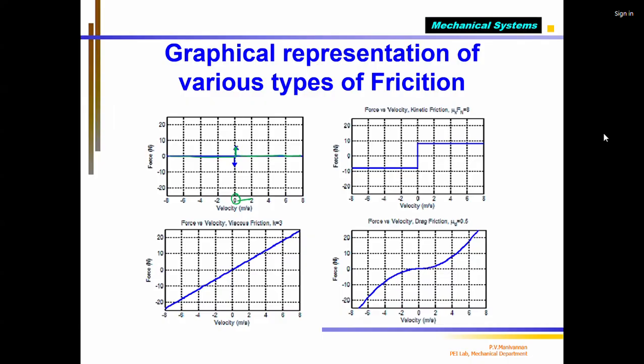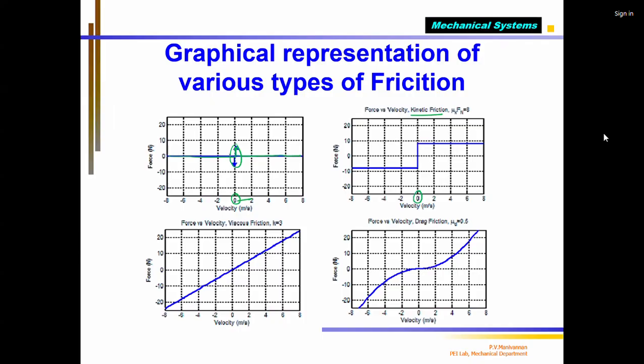At that time, whatever opposing force stops the movement of one object relative to the other, that is called static friction. So it is 0 when velocity is 0 only; static friction is there only then. Next one is kinetic friction. Kinetic friction is 0 when there is no relative motion. Correct? That means during static friction, kinetic friction is not there.